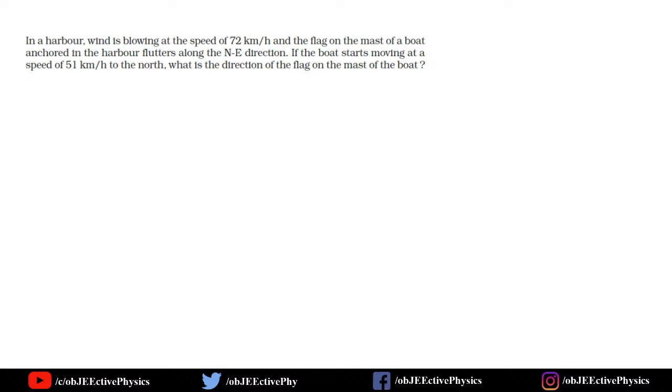Read the question. In a harbor, wind is blowing at the speed of 72 kilometers per hour and the flag on the mast of a boat anchored in the harbor flutters along the northeast direction. If the boat starts moving at a speed of 51 kilometers per hour to the north, what is the direction of the flag on the mast of the boat?